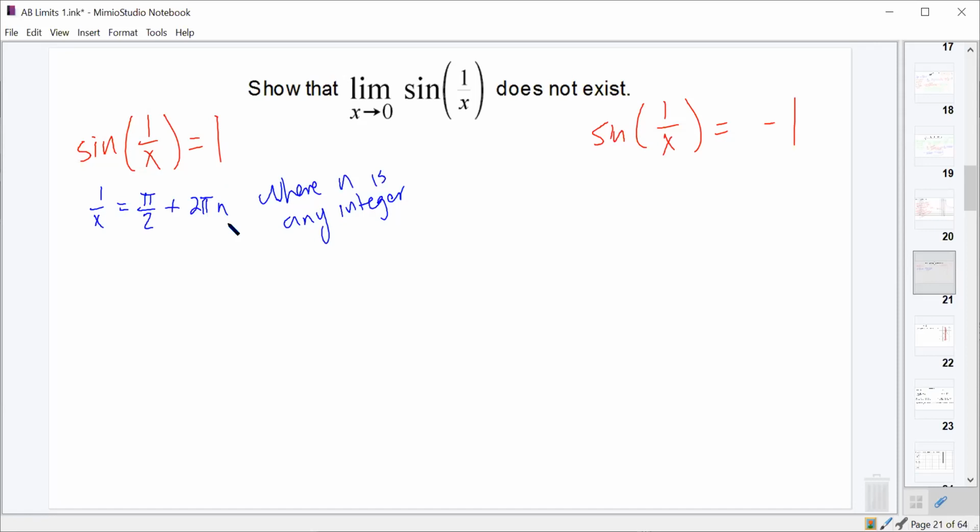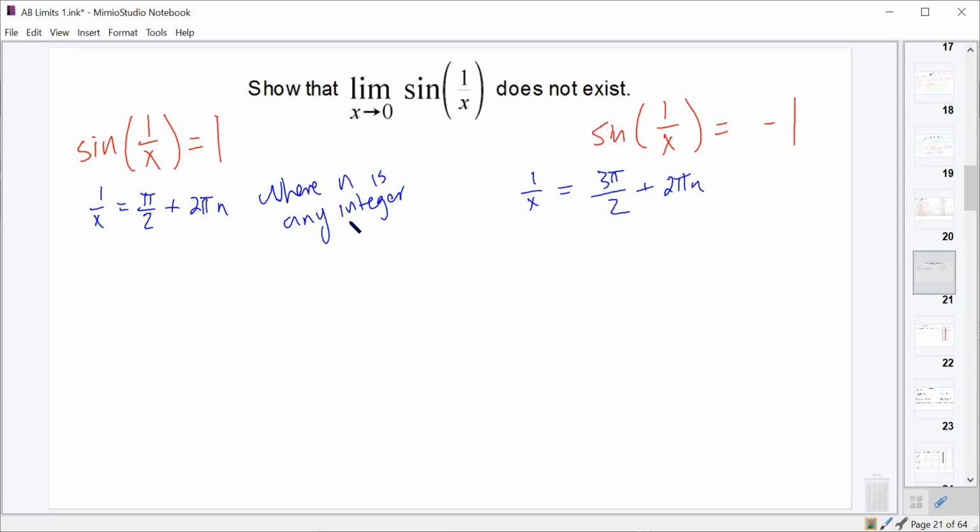Yes. Good. Okay. And what about this other one? This one, we want the angle 1 over x to equal, well, when does sine equal negative 1? 3 pi over 2, or 3 pi over 2 plus 2 pi, or plus 4 pi, or plus 6 pi, or plus 8 pi, or minus 2 pi, right? So plus 2 pi n, where n is any integer. I'll just not write that again. We'll assume that that applies to both these n's.